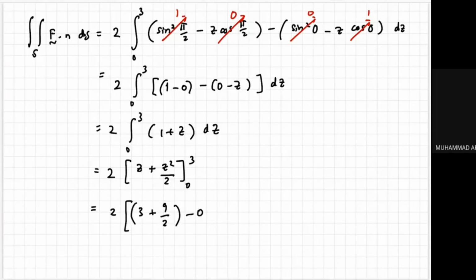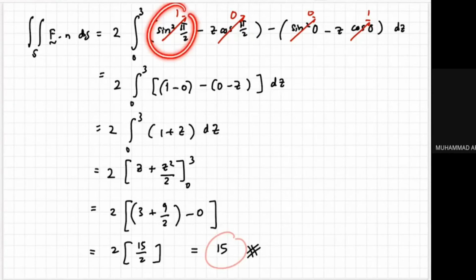Minus 0, and substitute the limit. Then 2, 15 over 2. This is equal to 15. Okay, so this is your final answer. This one I cancel out. You just plug in the value into your calculator.